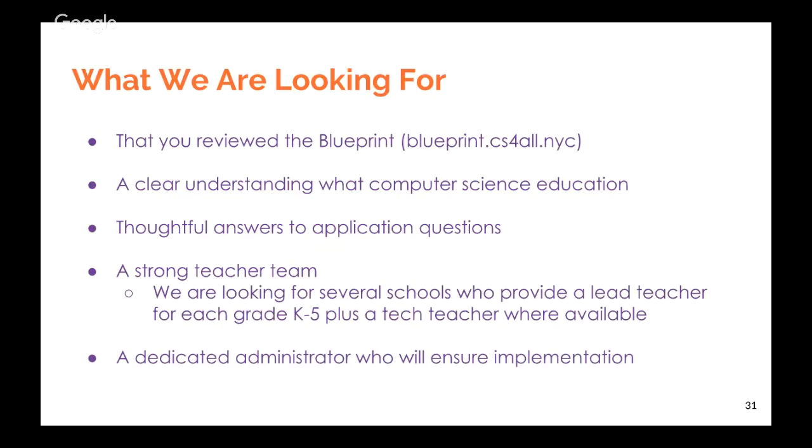Also, again, the logistics of it: a really strong teacher team. We're looking for several schools who provide a lead teacher for each grade. Our ideal school is one teacher for each grade, kindergarten through fifth grade, with that coverage teacher. But also, try to avoid teacher teams that are like two kindergarten teachers and two fifth grade teachers. If you can get two teachers per grade band, try to mix them up, where it's a K, 1, 2, and then a 4, 5, or 2, 3, 4, because it's just going to make it easier for your school to implement that 4-year goal of all students receiving computer science.